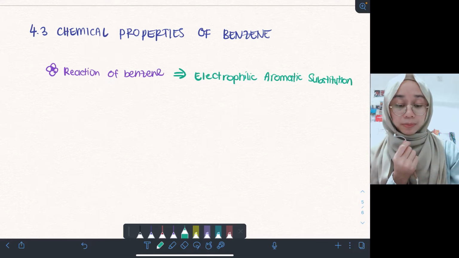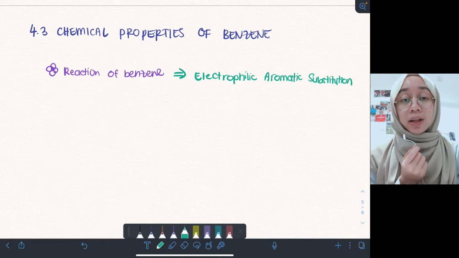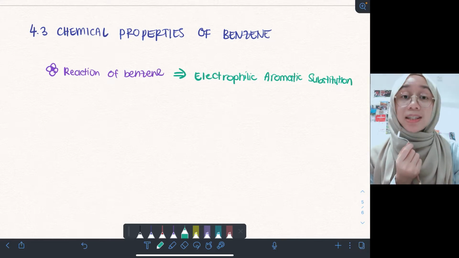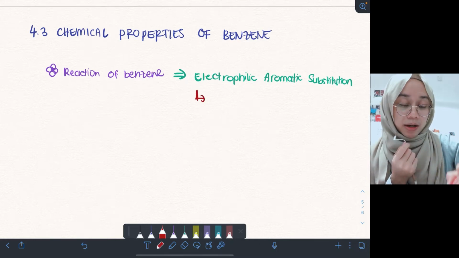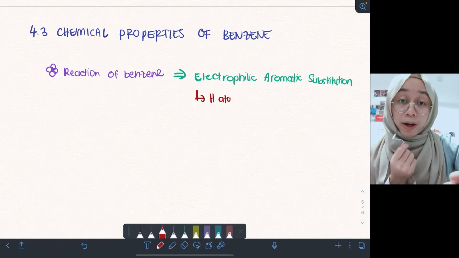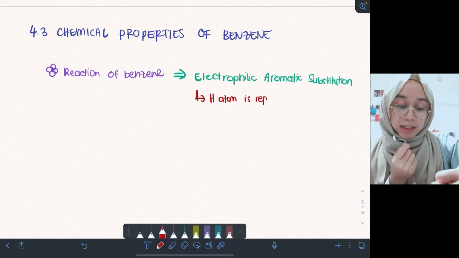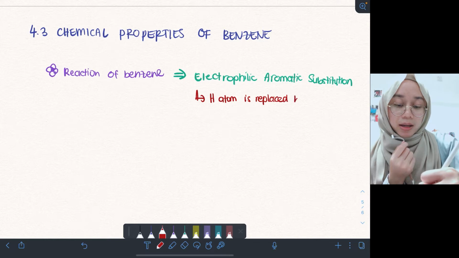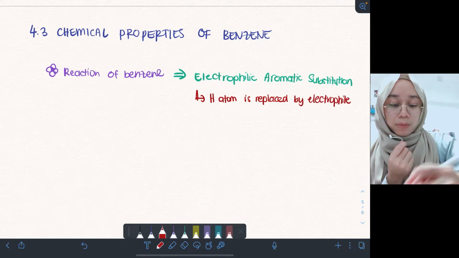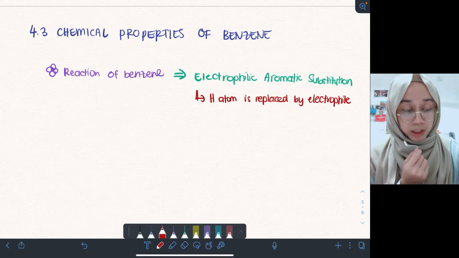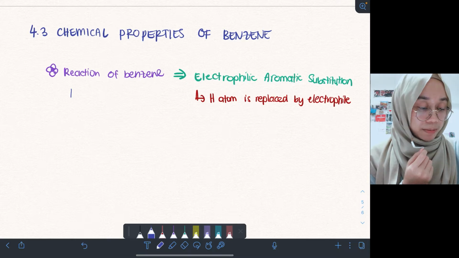Electrophile nanti pula dia akan substitute something yang ada dekat kita punya benzene ring, which is hydrogen. Jadi apa yang berlaku kat sini sebenarnya adalah one of the H atom, only one lah, kita belajar satu saja. So one of the H atom is replaced by electrophile. Itu yang berlaku untuk kita punya electrophilic aromatic substitution ni. So untuk reaction of benzene ada 4 reaction dia yang kita akan belajar.